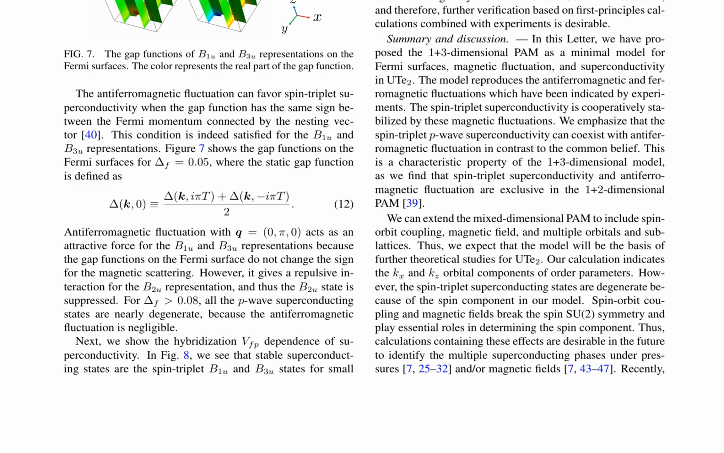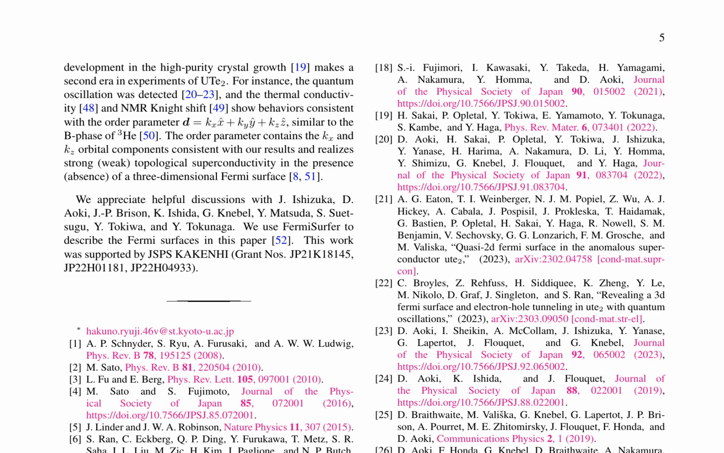Future extensions of the model are proposed, including the inclusion of spin-orbit coupling, magnetic field, and multiple orbitals and sublattices, to identify multiple superconducting phases under pressures and/or magnetic fields. Here is a combined summary of the 4 pages.